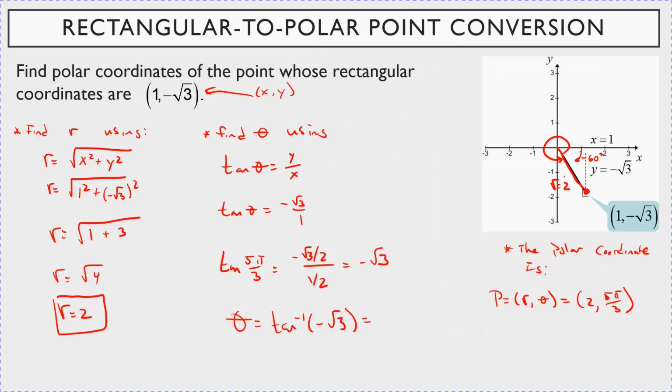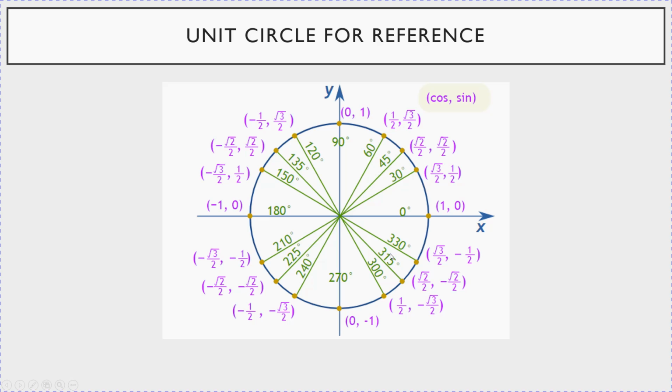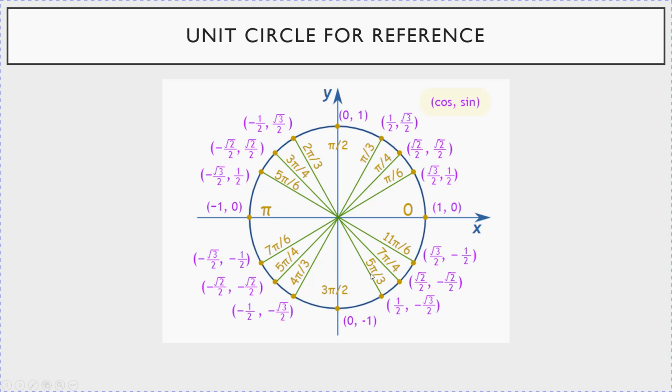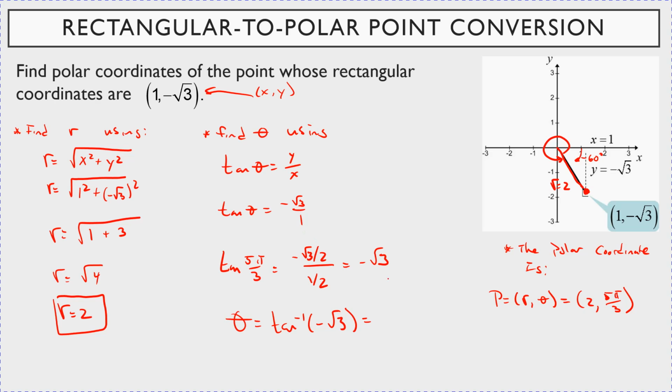So you could just say, okay, well then, that corresponds to basically a 300 degree angle. So you go back to your unit circle, 300 degree angle, boom, 5 pi over 3. So that's another way you could solve it. Just to see an alternative way. Okay, so if you can't use your unit circle, you can use the tan inverse there to get it. All right. So that's just, you know, that's how you go from rectangular to polar.